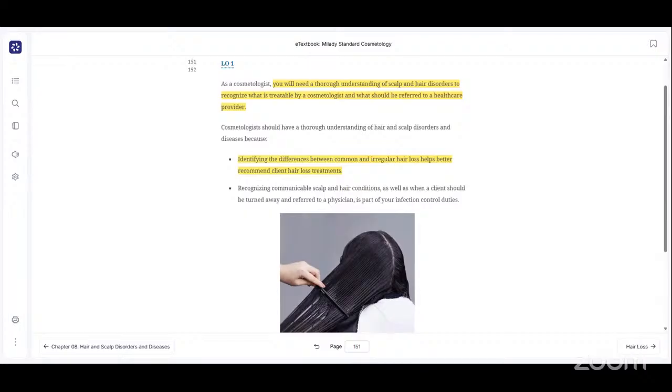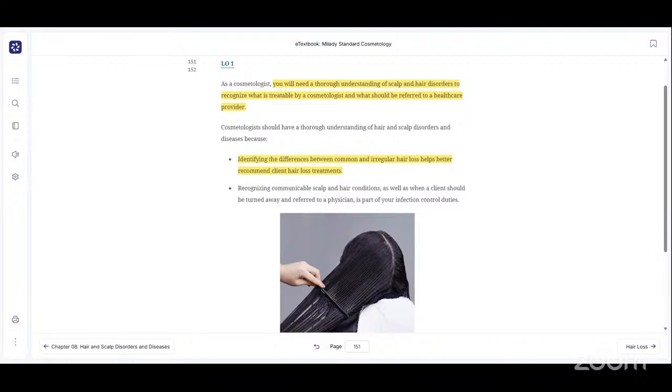Okay. Can marginal alopecia affect men? Yes. Can it affect men? Yes. Okay. Marginal alopecia. And let me type it in. Marginal alopecia.